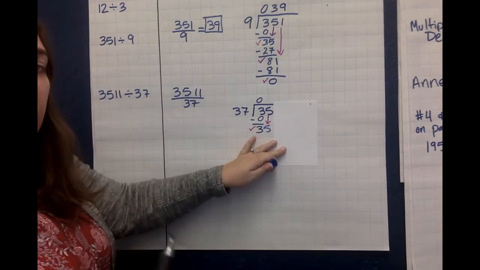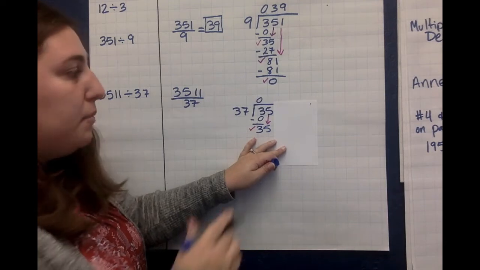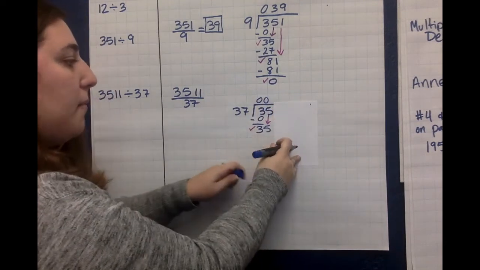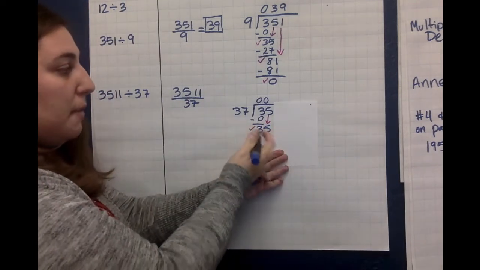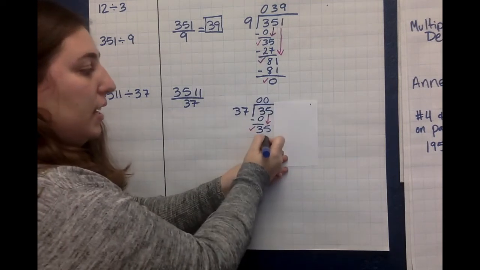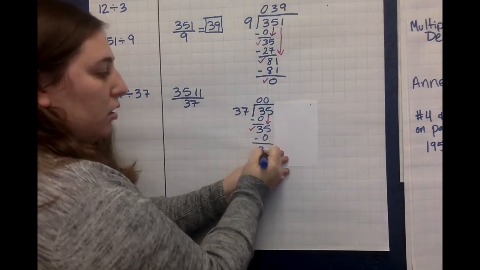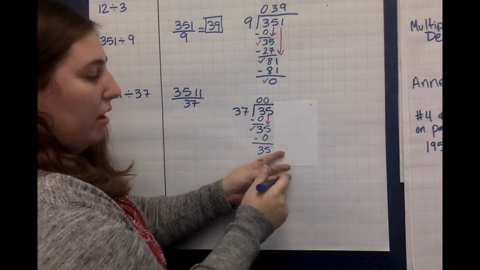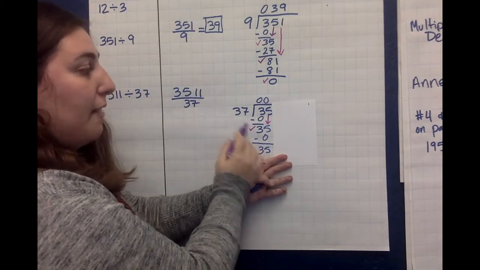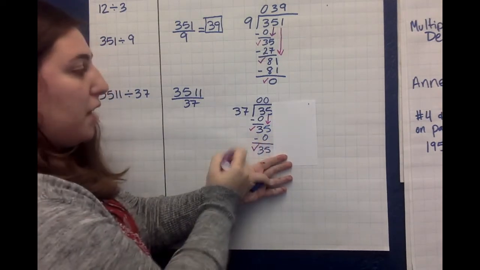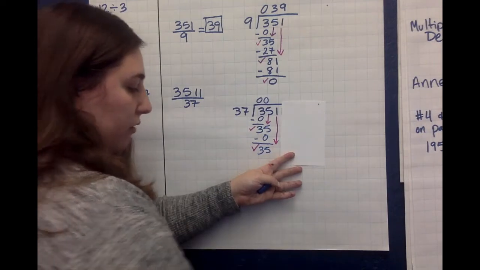Okay, so now how many times does 37 go into 35? 37 goes into 35 0 times, because this number is still too small. 37 can't go into it. So I'm going to do the same thing again. 37 times 0 is, again, 0. I'm going to subtract. 35 minus 0 is just 35. I'm going to check. Is 35 less than 37? Yes, it is. I'm going to give it a check mark. And now I'm going to bring down the next number, which is 1.